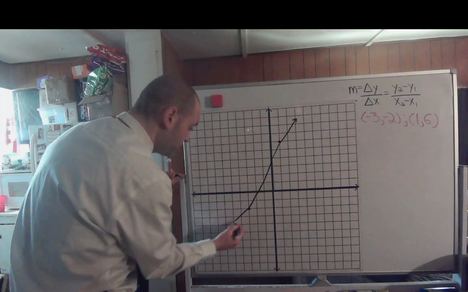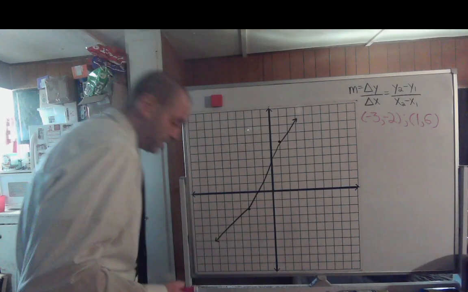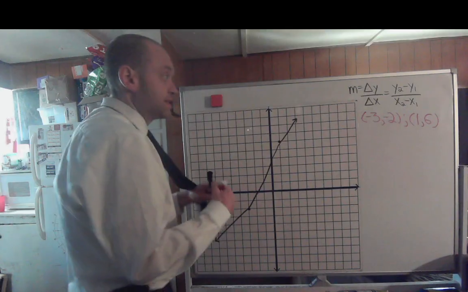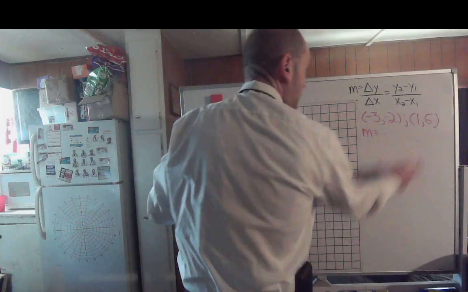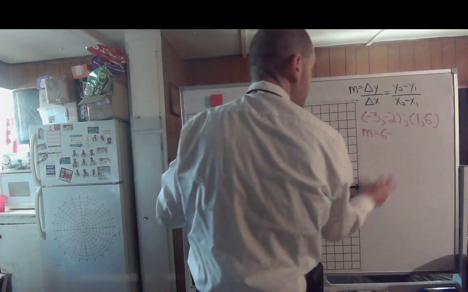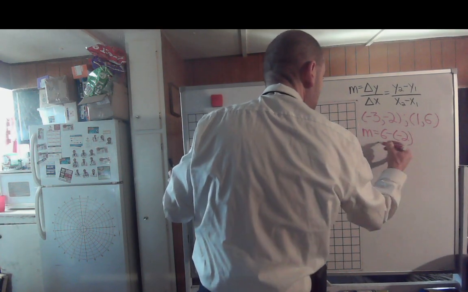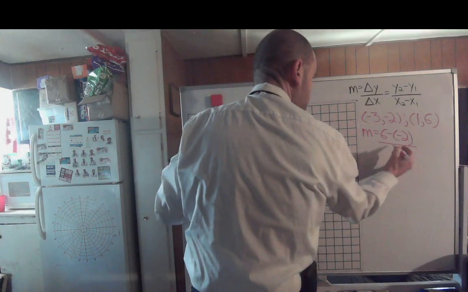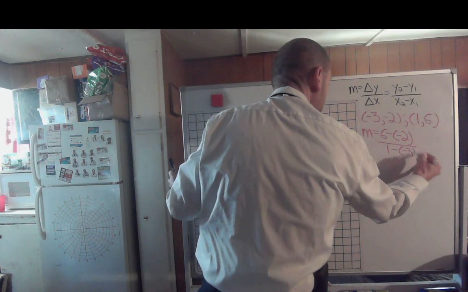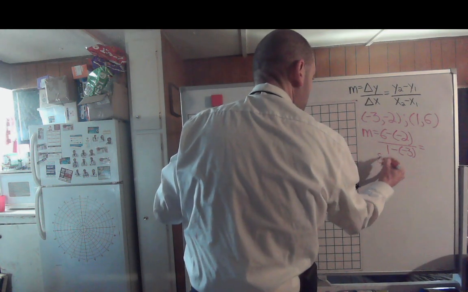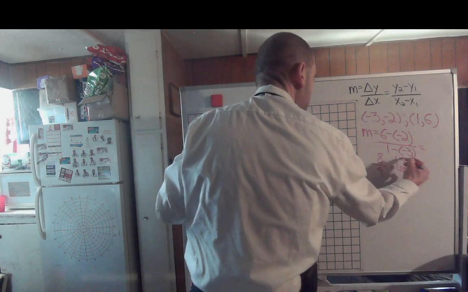You would also be saying that's going to be a positive slope, and it sure is. Well, what is that slope? Let's find said slope. So m equals your y2 of 6 minus your y1 of -2, all over your x2 of 1 minus your x1 of -3. This is going to equal 8 over 4, so the slope of that line would be positive 2.